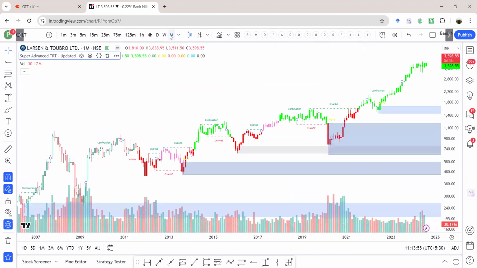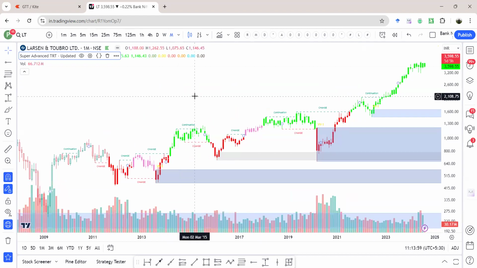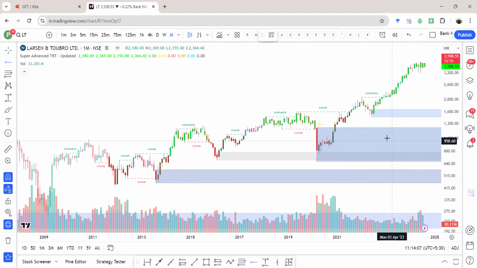When we say it is an investment position, usually we go for the monthly chart, and the trades can go on for many months, and stop losses are also very big. So here we can see for investment in L&T on the monthly chart, stop loss will be at this 14,1456. Now it is trading at 3500.